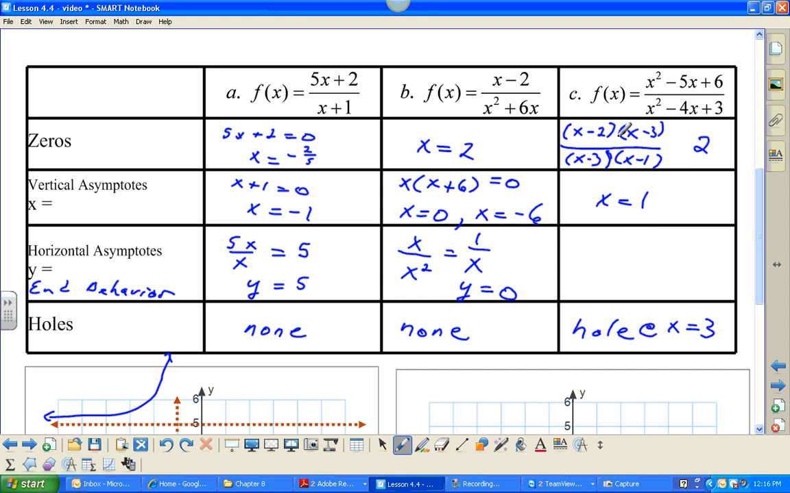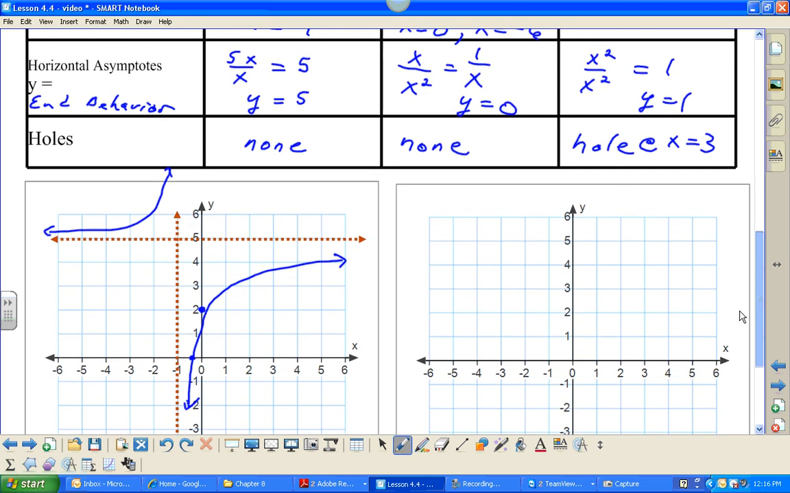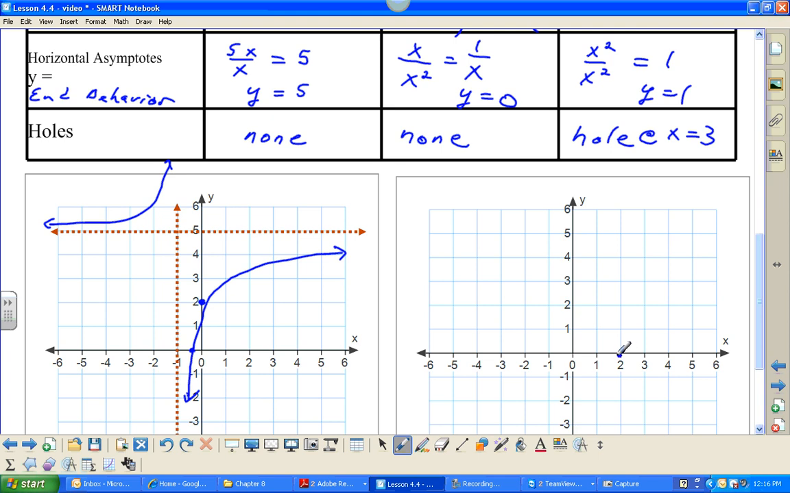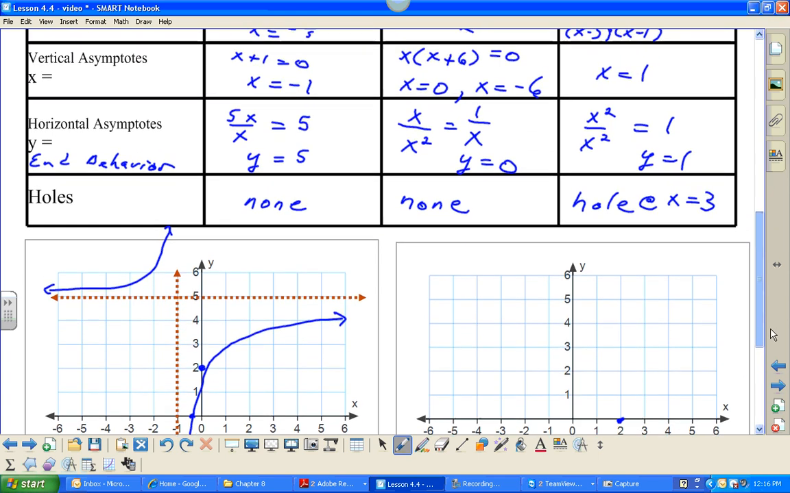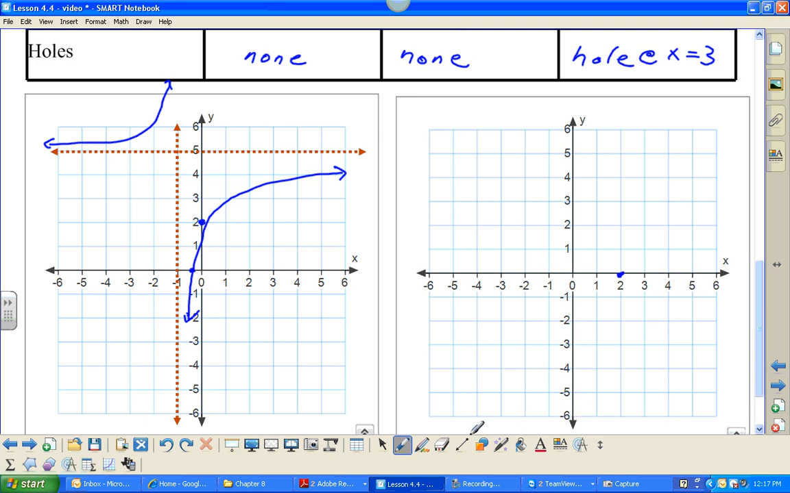So because there's a common factor here, that means there's a hole in the graph. That means it's not a 0 or a vertical asymptote. And then when we find our horizontal asymptote, or end behavior, put x squared over x squared, which is simply 1, so we'd have y equals 1. So here then we have what would be our horizontal asymptote. So if we graph this one, all right, so we have a 0 at 2, and we have a vertical asymptote at x equals 1, so we'll draw that line. And the horizontal asymptote at 1.